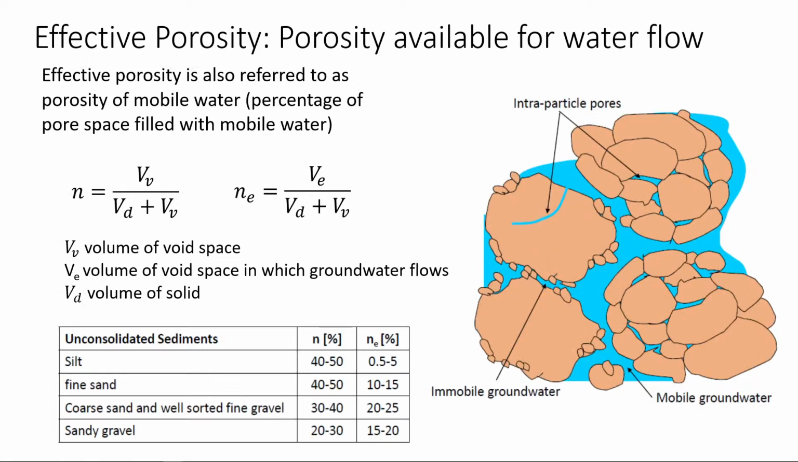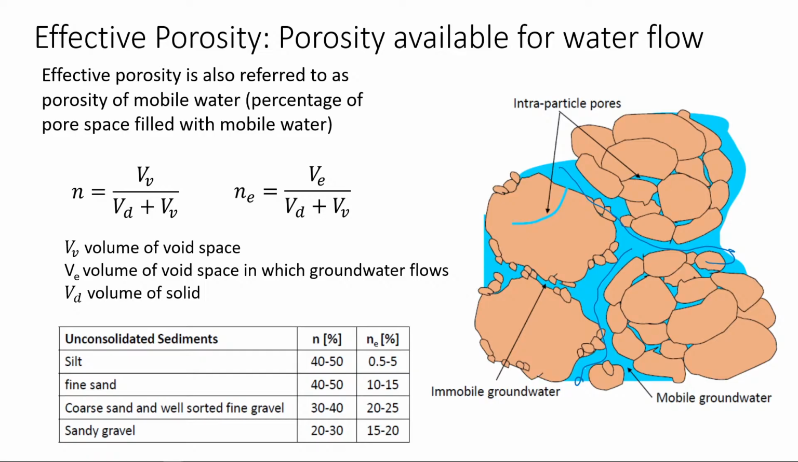Okay, again, let's just review what we did in this lesson. Effective porosity is the porosity available for water flow. It is also referred to as porosity of mobile water, the percentage of pore space filled with mobile water. Silt will have high porosity, we know now why, but low effective porosity. Fine sand, coarse sand, and sand gravel will have lower porosity but higher effective porosity, and now we know why, because you have passages where water can pass.